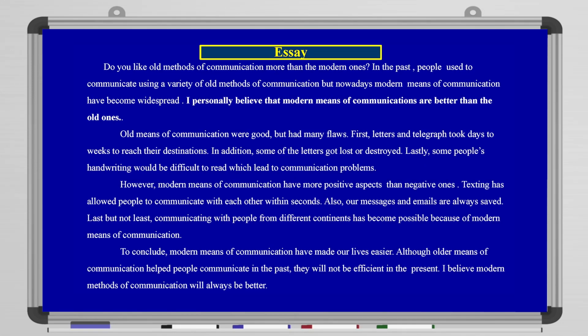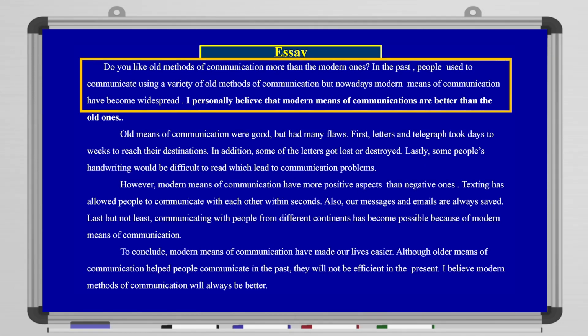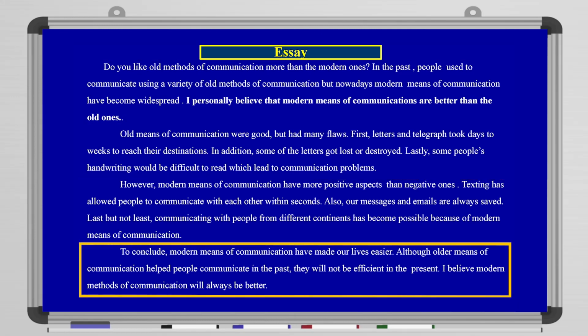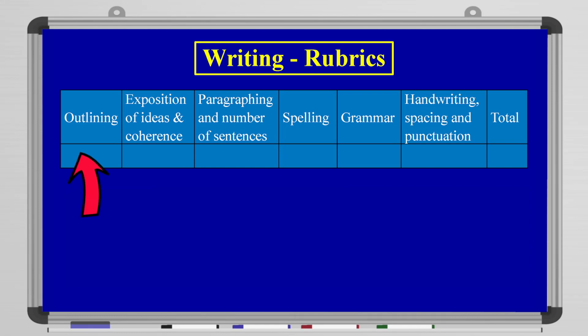This is how your essay should look like. Very clear, 4 separate paragraphs. You will be graded according to the outlining and how the outline relates to the essay, the exposition of ideas and coherence, as well as paragraphing and the number of paragraphs. Spelling mistakes and grammar are really important, so pay attention to that. Handwriting and punctuation. Make your handwriting legible. Pay attention to these points.